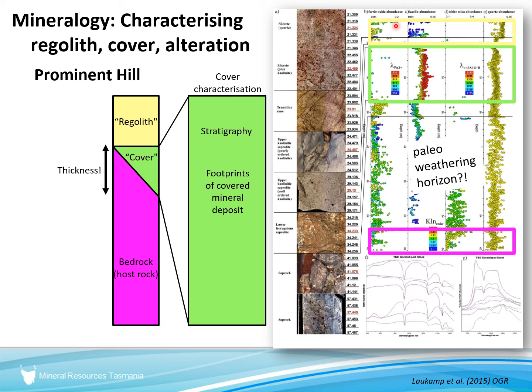Here's some HyLogger data showing the kaolin abundance here, which is quite variable, and the white mica abundance, again, really variable, and over here the ferric iron abundance, quite variable, which all together allow us to delineate different types of paleo weathering horizons. And this horizon here was difficult to interpret without the HyLogger data. But there's plenty of data here to do that. And so any ore deposit which traverses across any of these zones will need this sort of data to be properly accounted for in geometallurgy.